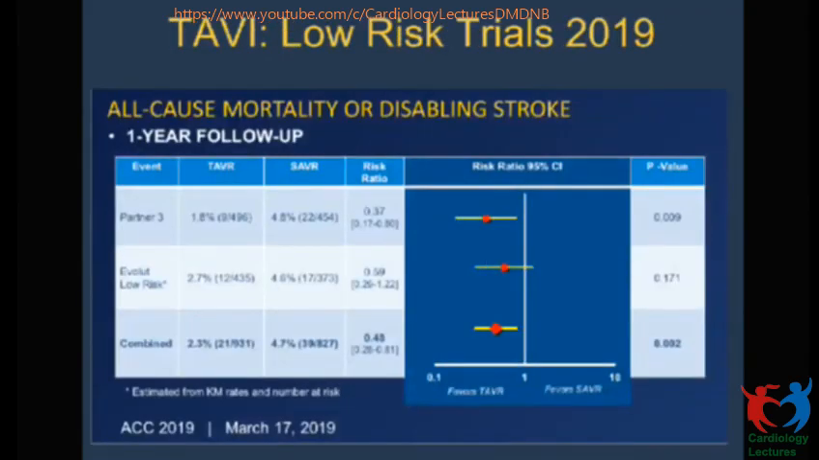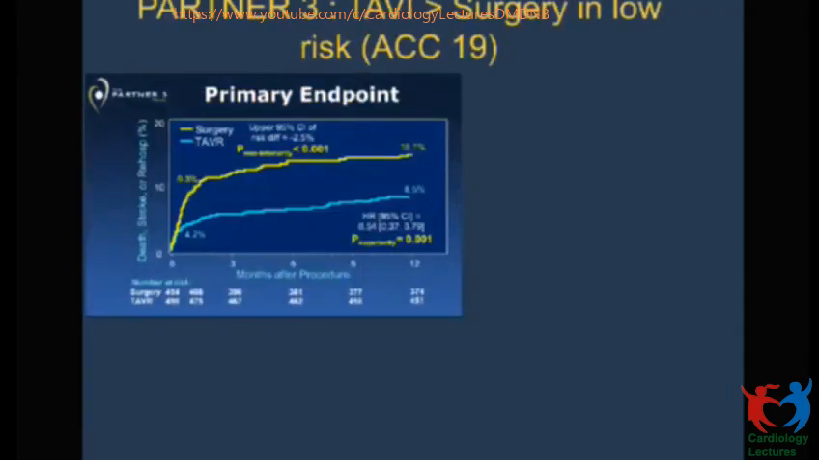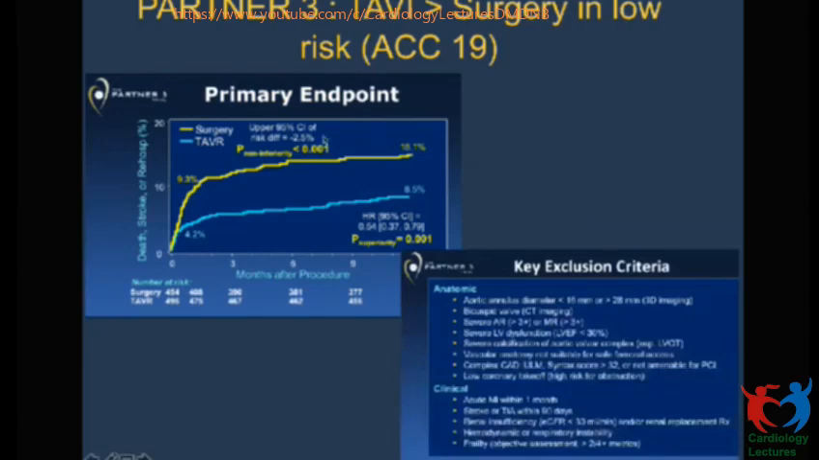And in 2019, we have 2 trials. The PARTNER 3 trial showed that patients treated with the SAPIEN 3 valve have better outcomes than patients referred for surgery. And the Evolut Low Risk trial showed that TAVI with a self-expandable valve would be equivalent to surgery. Here is the slide for the PARTNER 3 trial, and you see the primary endpoint was better with TAVI than surgery, and this is for superiority.